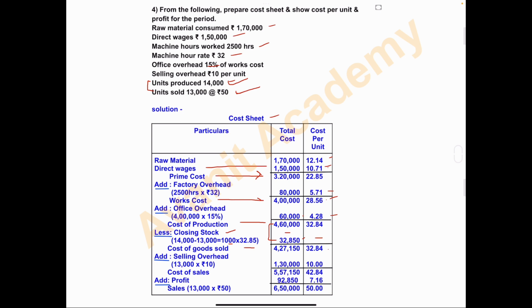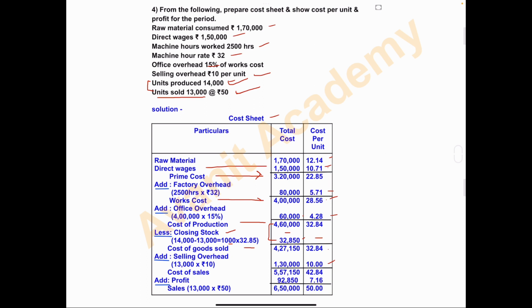Next, add selling overhead. Selling overhead amount is rupees 10 per unit. Means on per unit, the selling overhead is rupees 10. So how many units have they sold? See the last sentence, number of units sold is 13,000. So right here in solution, selling overhead, in bracket, number of units sold is 13,000 into rate per unit, selling overhead per unit is rupees 10. 13,000 into 10, you will get 1,30,000. And cost per unit is 10, even in the problem.